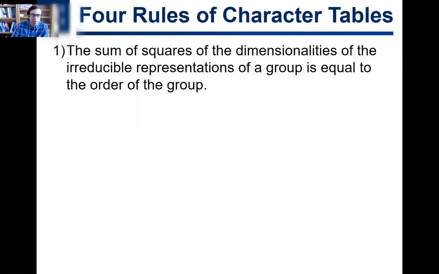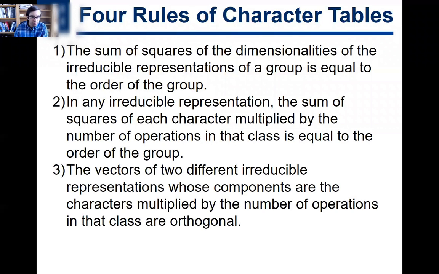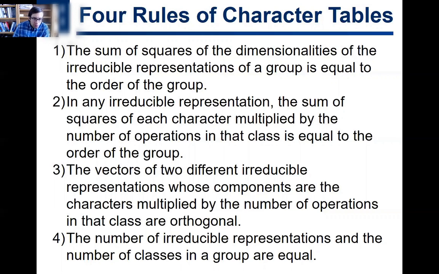So the first rule is that the sum of the squares of the dimensionalities of the irreducible representations of a group is equal to the order of the group. The second is that for any irreducible representation, the sum of the squares of each character, multiplied by the number of operations in that class, is equal to the order of the group. The vectors of two different irreducible representations whose components are the characters multiplied by the number of operations in that class are orthogonal. And the last one is that the number of irreducible representations and the number of classes in a group are equal. So, that's a lot of jargon.